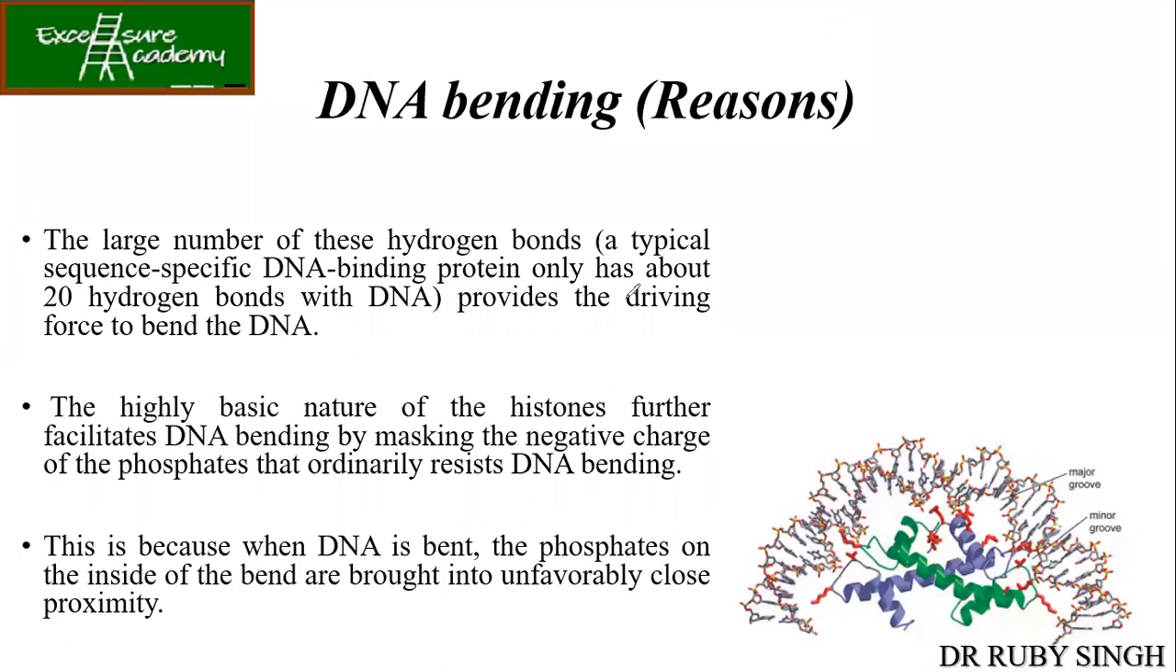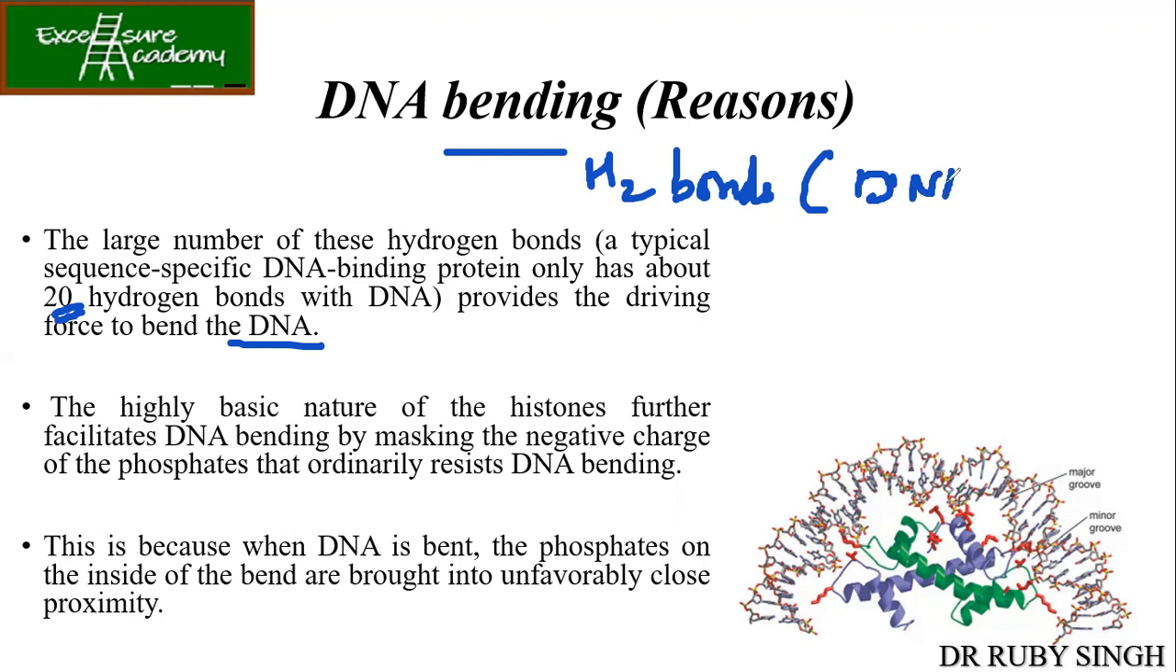the large number of these hydrogen bonds, okay, so they are going to be sequence specific, around 20 hydrogen bonds. They provide the driving force to bend the DNA. So now we know that DNA bending is because of the hydrogen bonds which are formed between the DNA plus histones. Okay, of course the proteins. So the highly basic nature of the histones, we know that it is because of the arginine and lysine.